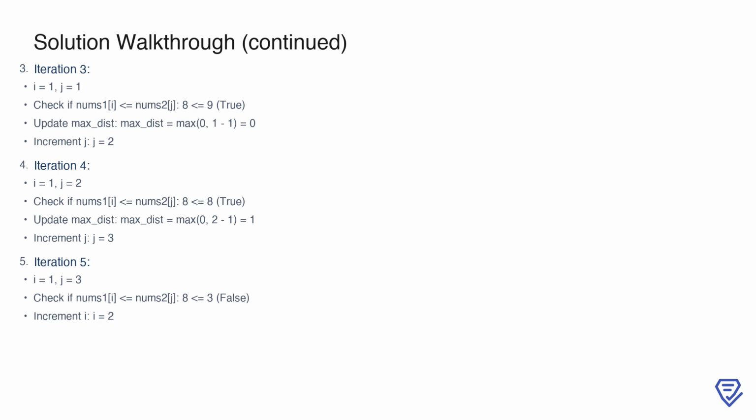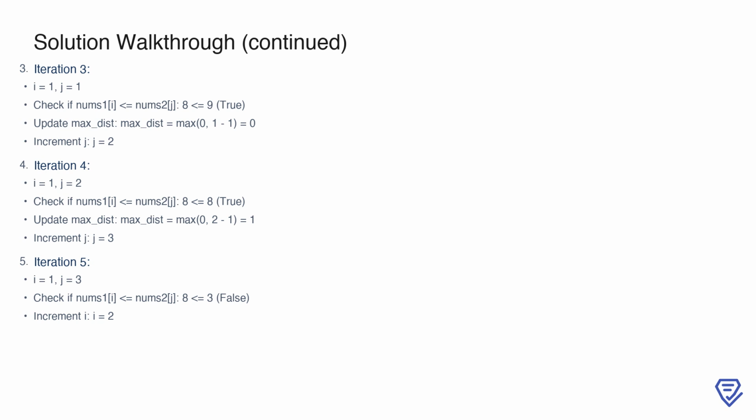We compare nums1[1] and nums2[1], which are 8 and 9. Since 8 is less than or equal to 9, the condition is true. We calculate max_dist as the maximum of the current max_dist 0 and j-i, which is 0. So, max_dist stays the same. Then, we increment j to 2.